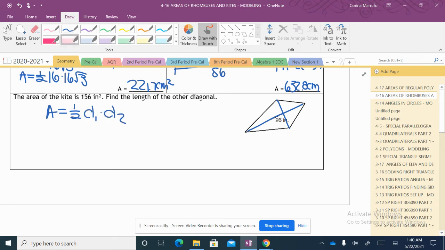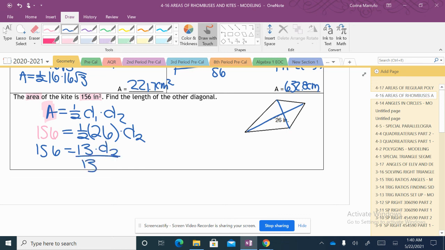Okay. Then we're going to plug in. They do tell us that the area is 156. So instead of A, I'm going to put 156 equals 1/2. I do know one of the diagonals is 26, but I do not know the second diagonal. Okay. So 1/2 of 26 is going to give me 13. And then I'm going to go ahead and divide both sides by 13 to solve for my second diagonal. So 156 divided by 13 gives me 12 equals my second diagonal.